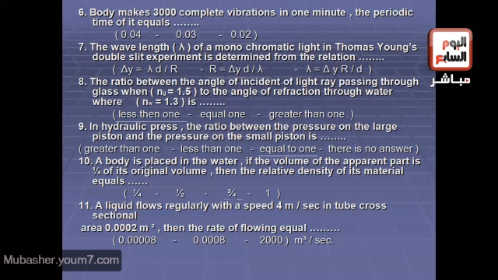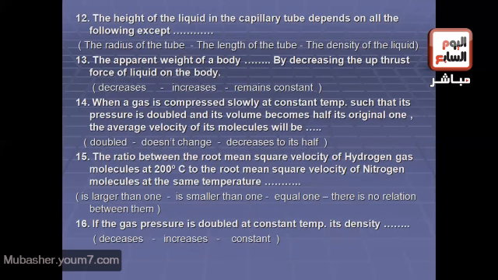Number 11. A liquid flows regularly with a speed 4 meters per second in a tube of cross-sectional area 0.0002 meters squared. Then the rate of flowing equals, yes, the rate of flowing equals V times A, and then the answer will be, yes, 0.0008 cubic meters per second. That's right. Another sentence. The height of the liquid in the capillary tube depends on all the following except, yes, you must remember the factors affecting the height of the liquid in the capillary tube.